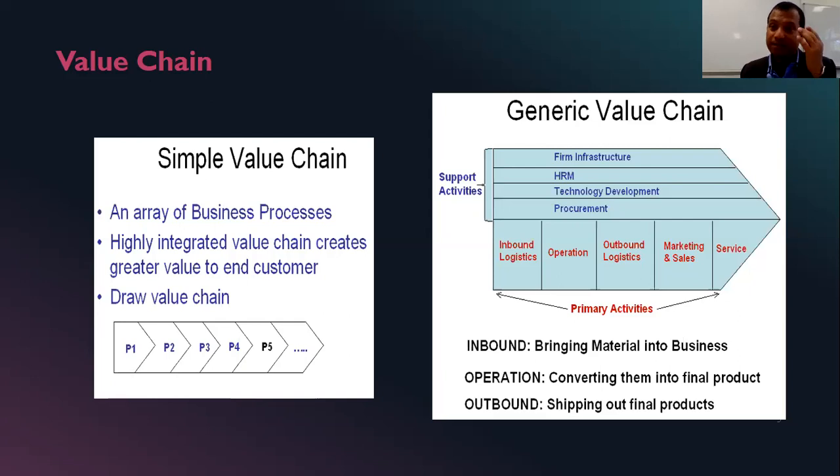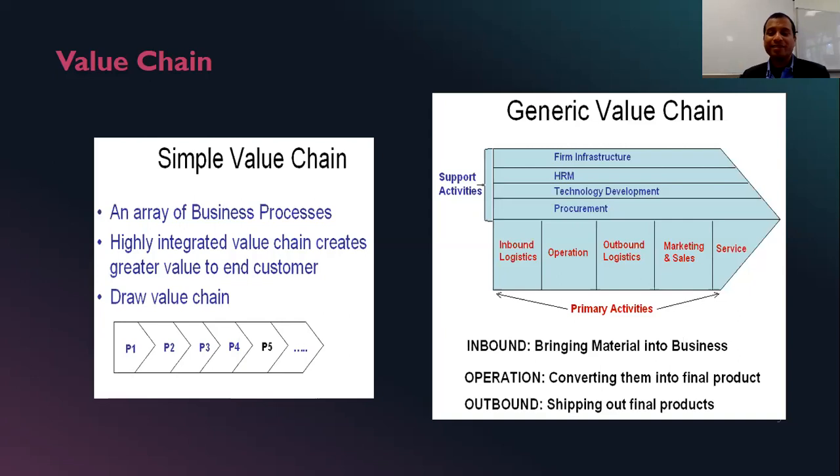So what Michael Porter has suggested is that any business should have 5 primary activities or business processes. These are inbound logistics, operation, outbound logistics, marketing and sales, and finally after sales services. Whereas the supporting activities include firm infrastructure, human resource management or support, technology development, and procurement of your materials, raw materials, sourcing of your materials.